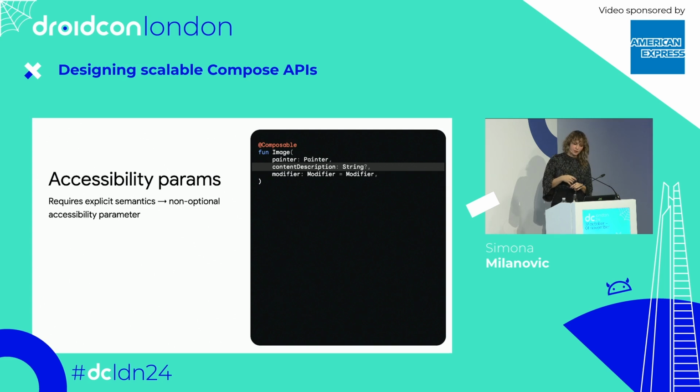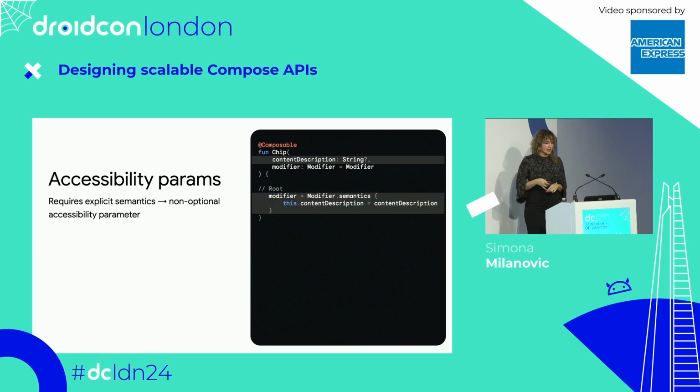So, if your API is required to have an explicit semantic set, you should request it as a non-optional accessibility parameter. If you think about the Image composable, it actually has a required parameter, contentDescription, to signal that this is a necessary description. To apply this to the filter chip component, you could specify the same and apply it via modifier semantics to the root component.